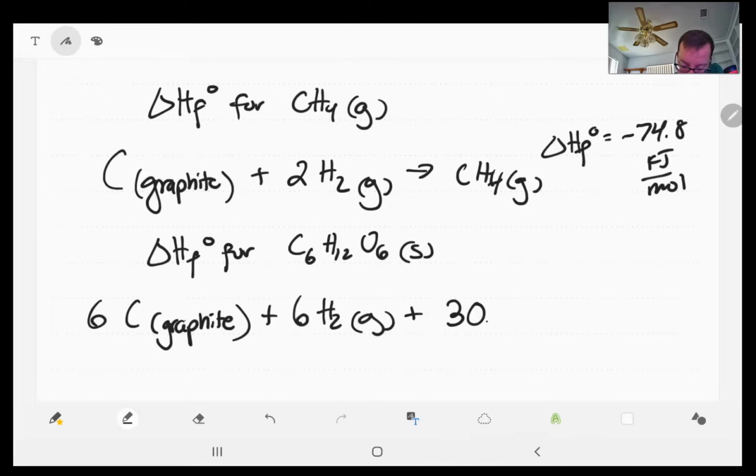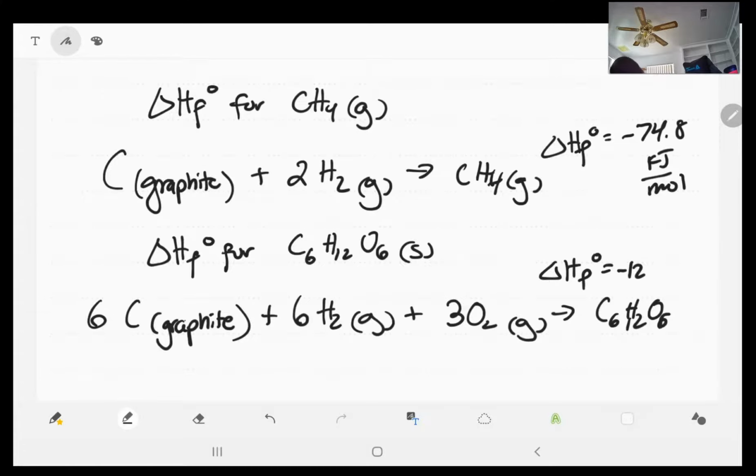Putting these all together, we would make our glucose. And do we have this one? Oh, we do. Lucky us. Delta H for this is negative 12.73 kilojoules per mole.